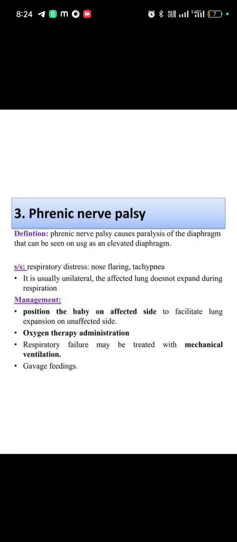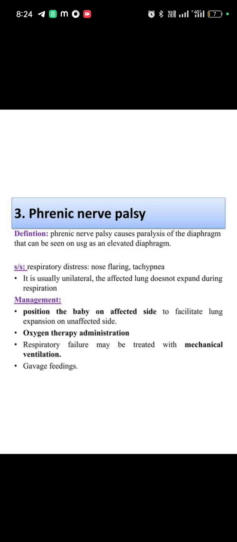Next, phrenic nerve palsy. Phrenic nerve palsy causes paralysis of the diaphragm. So when paralysis of the diaphragm happens, it leads to signs and symptoms like respiratory distress, nasal flaring, and tachypnea. It is usually unilateral. The affected side of the lung does not expand during respiration.